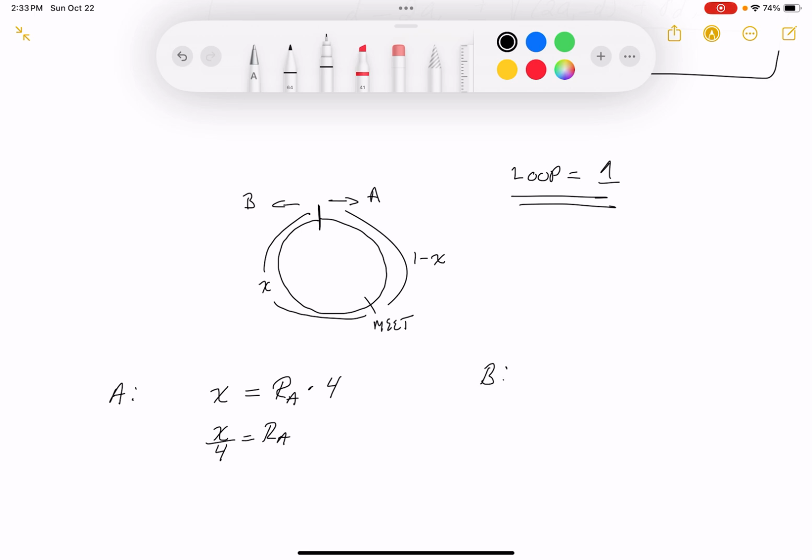Now let's talk about B. B has to cover a distance of 1 minus x. I don't know his rate, by the way. But what I do know is it takes him 9 minutes to get back to the start. So the rate of B is (1 minus x) over 9.